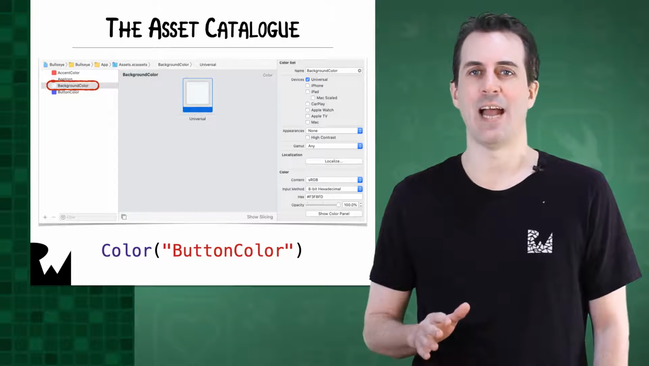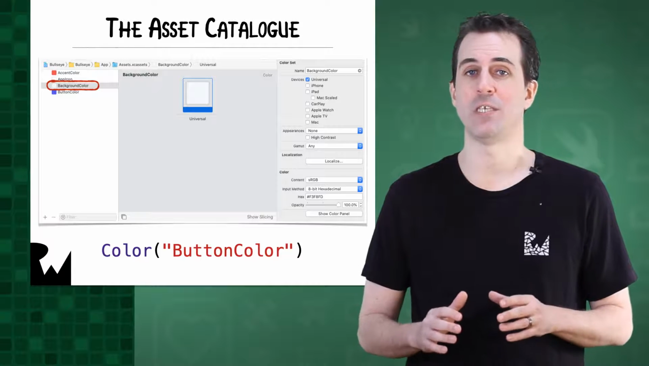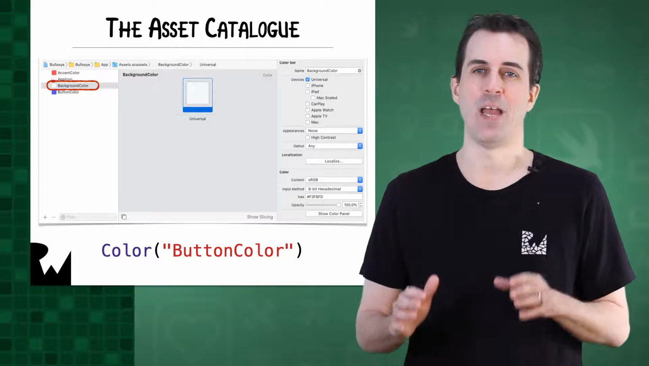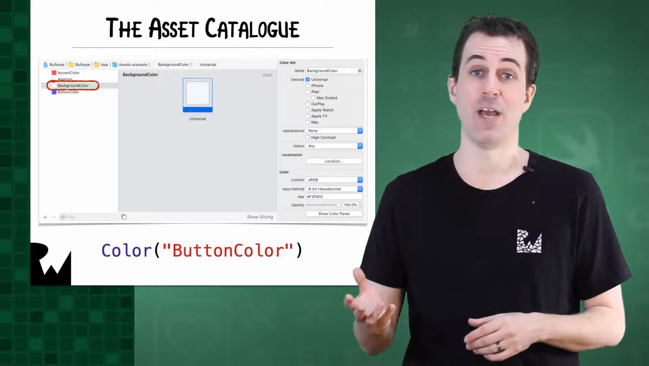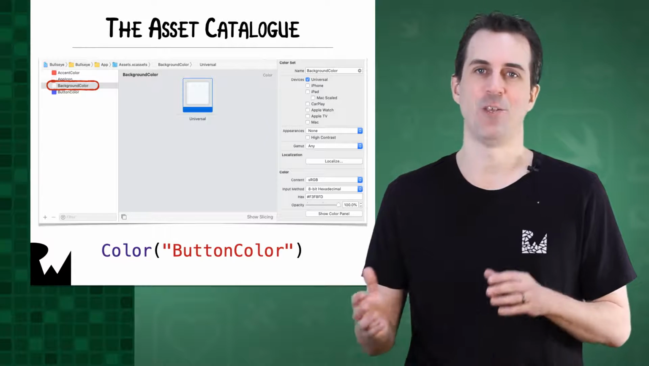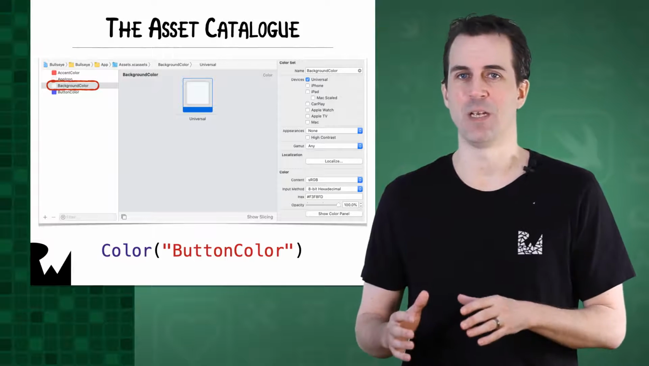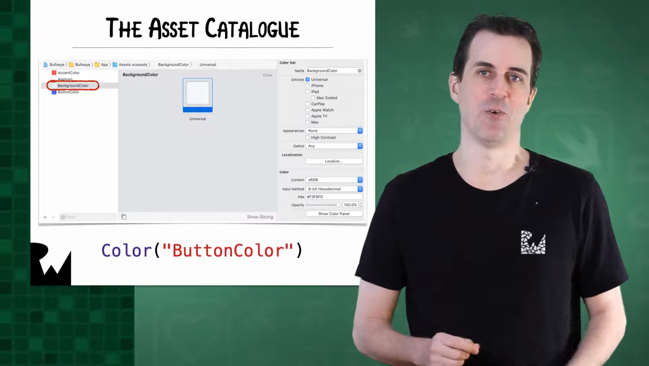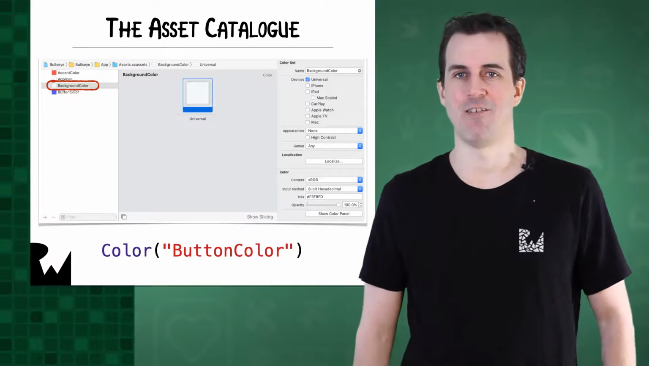The reason using the asset catalog is better than hard coding the color is that now you can easily reuse the same color throughout your entire app without having to hard code the same value in multiple different places. That way, if you need to change that color later on, you can do it in just one place. Using the asset catalog for colors has one other big benefit, which you'll learn about in the next episode. But first, let's convert this color from hard-coded to using the asset catalog.